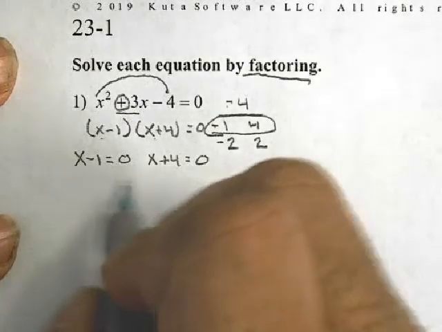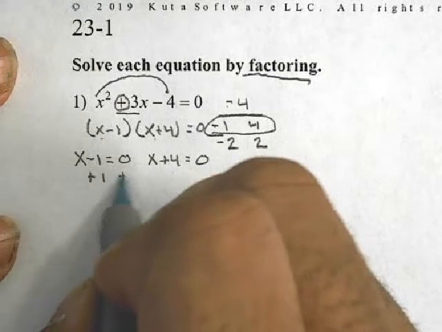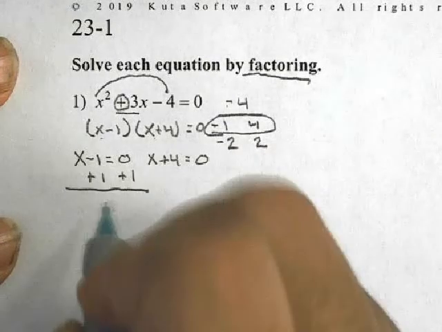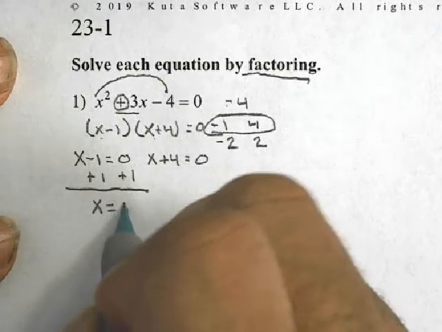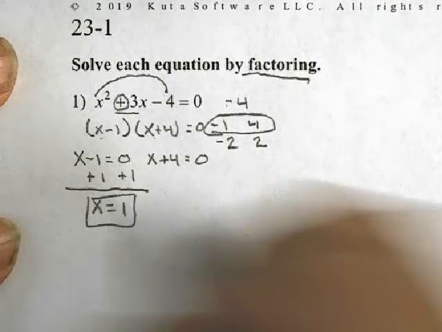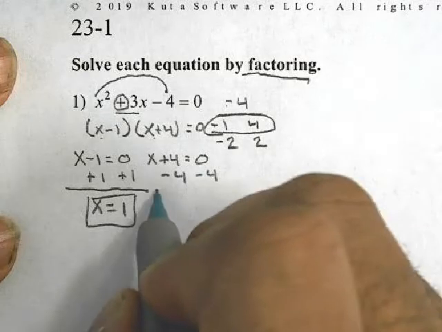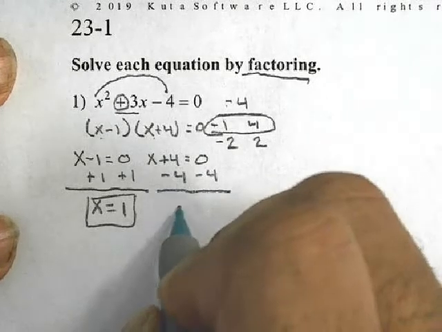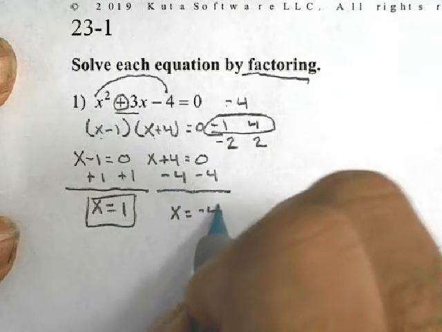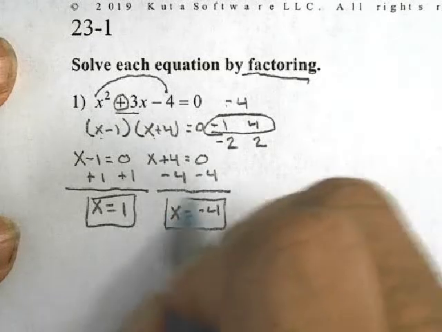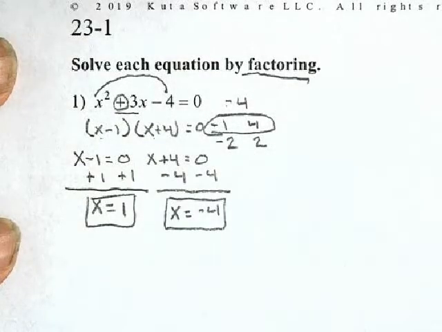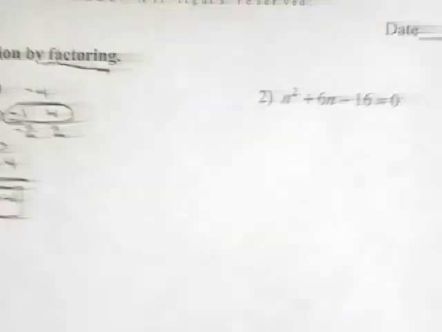So, solve them. Add 1 to both sides. So we get x equals 1. That's one solution. Subtract 4 from both sides. You get x equals negative 4. Those are your solutions to that. That's all you're doing. Let's look at number 2.